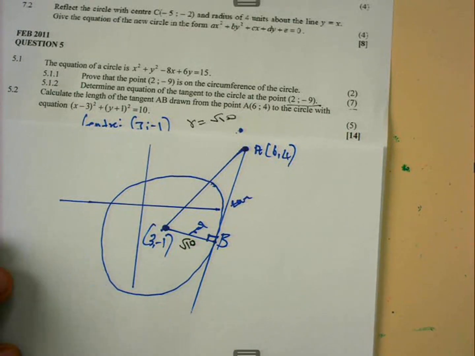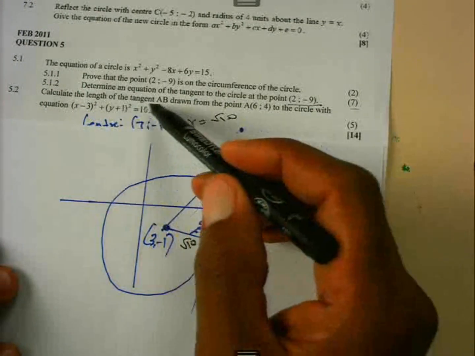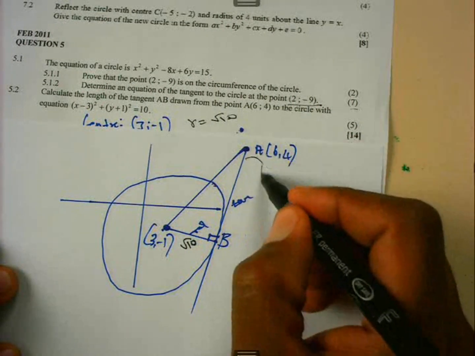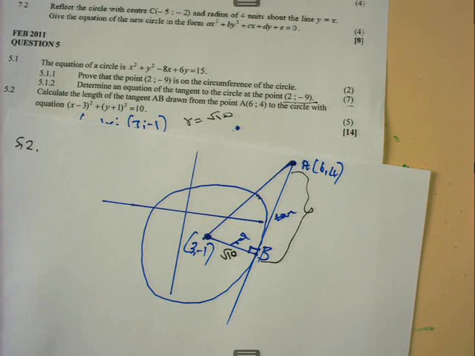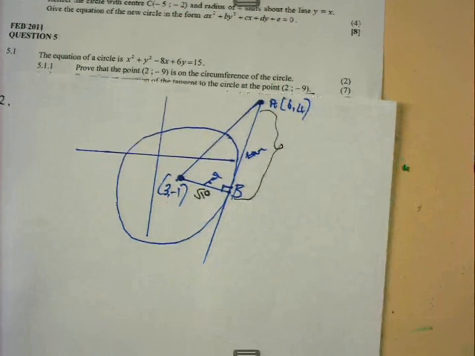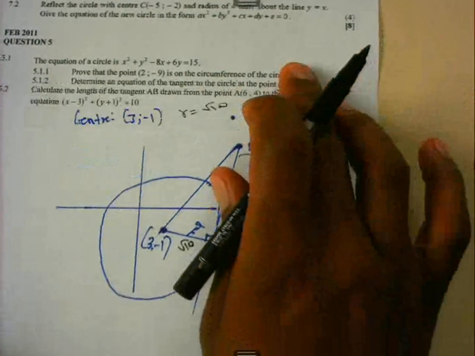Now, what is the question? The question said, determine the length of the tangent AB. It means we want to find the length of the tangent AB. Right, what is it that we're going to do here? The first thing that I've identified here is the triangle that we see here. That is a right angle triangle, right?